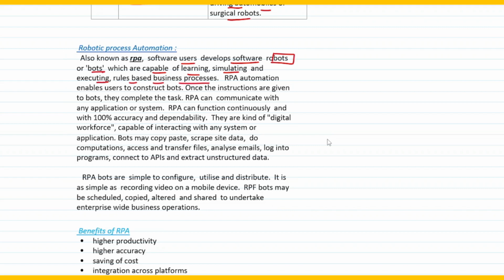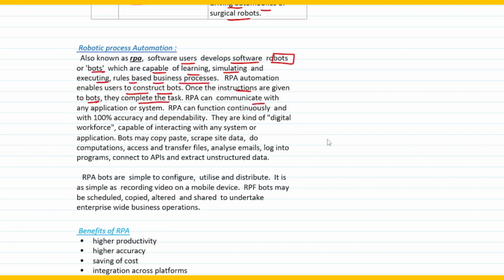RPA automation enables users to construct bots, right? Because you have done the automation by using RPA, it would eventually help you to construct what is called bots, or what is called a robot, right? Once the instructions are given to bots, they complete the task because they are automated and self-sufficient, and they are capable of learning, simulating and executing. Hence, once the instructions are given to them, they will complete the task on their own.